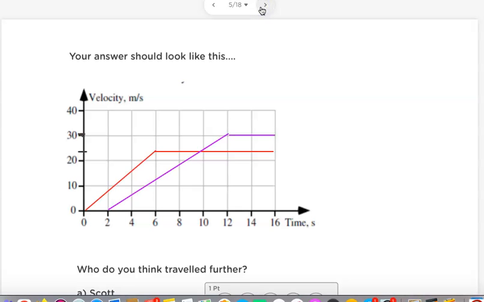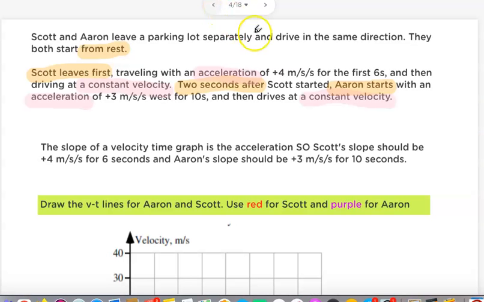All right, so these are the answers. Now, I knew that Scott, the red line, would make it up to 24 meters per second. And I knew that the purple line would make it up to a velocity of 30. How did I know that? I knew that because I knew I was going 4 meters per second for 6 seconds.